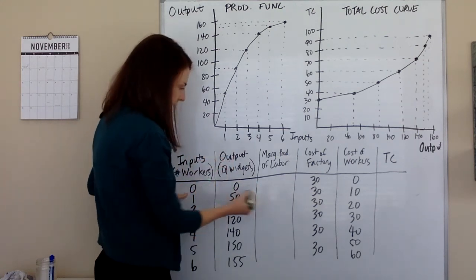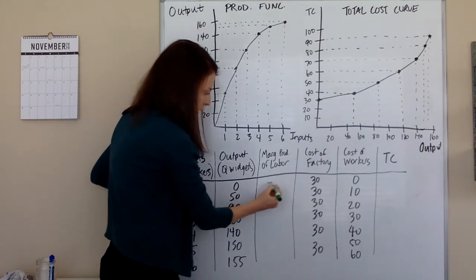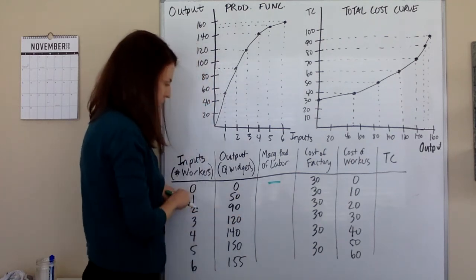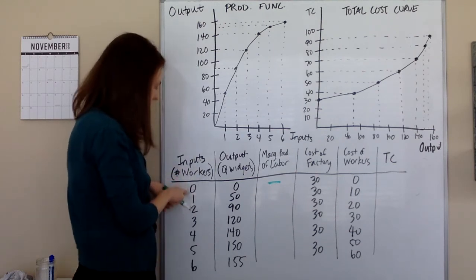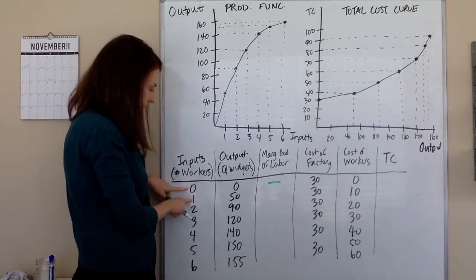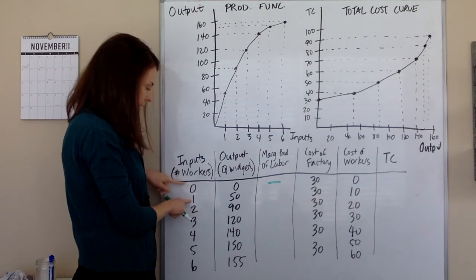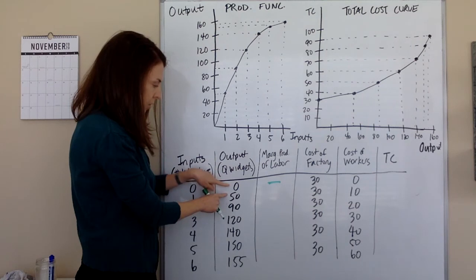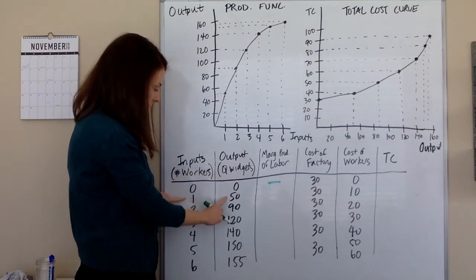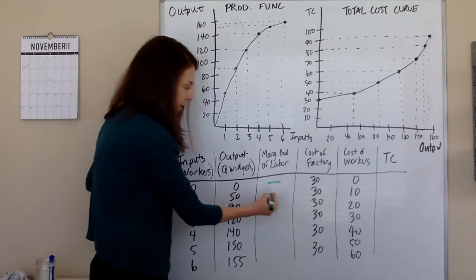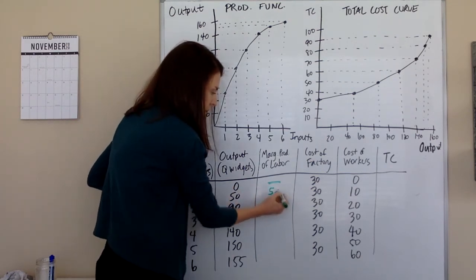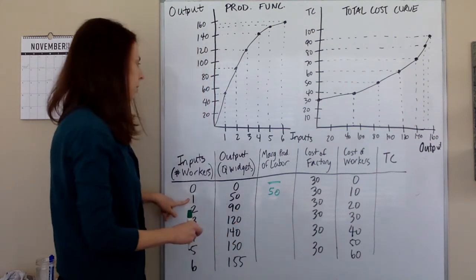Okay, the first thing is we're going to punt on the first row because if you have 0 workers, you can't reference it back to anything else. When we move down to the second row, if a firm goes from having 0 workers to 1 worker and their output increases from 0 to 50, then that means that the last worker that they hired, which was also the first worker that they hired, generated 50 additional units of output.